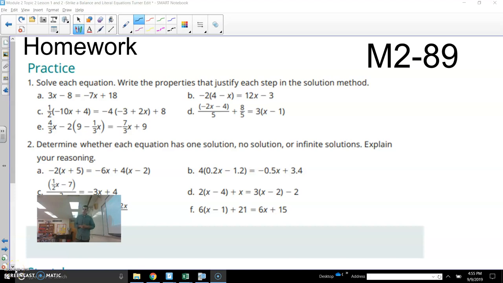What's up, Algebra 1? So we just started topic 2 in module 2, and this is all about solving equations. We talked about when something has one solution versus infinitely many solutions or even no solution. So let's jump into it.